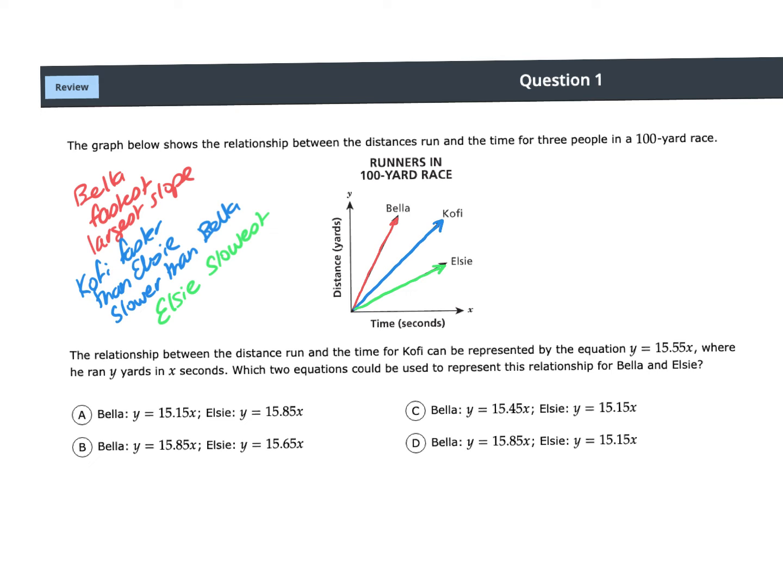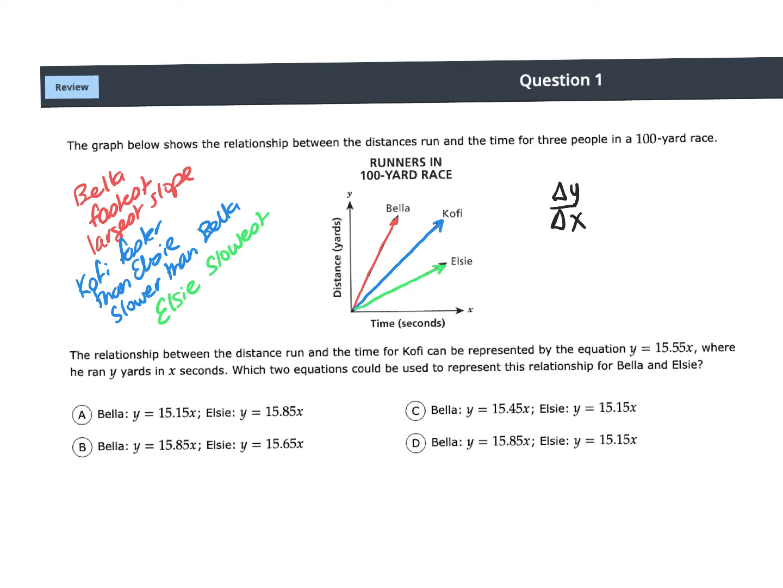Now let's use that as information to start, because slope we know is our rate of change. It's our change in y over change in x, and the larger it is, the faster the student will be in this situation. So the larger it is, the faster.